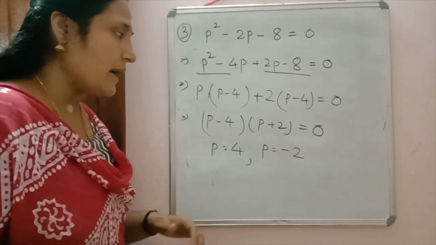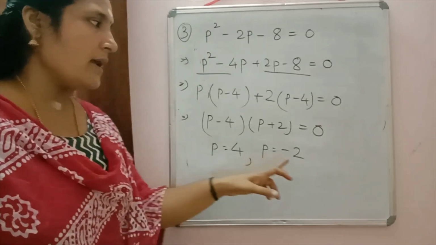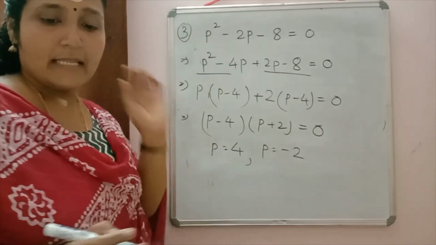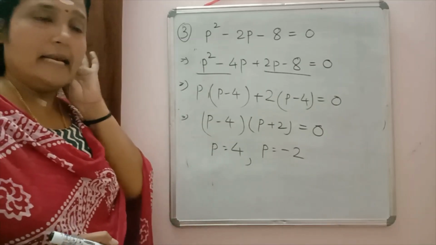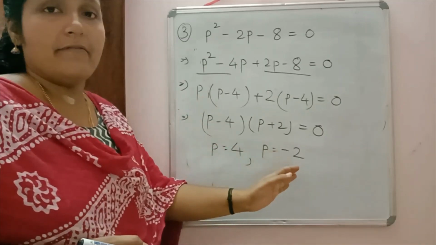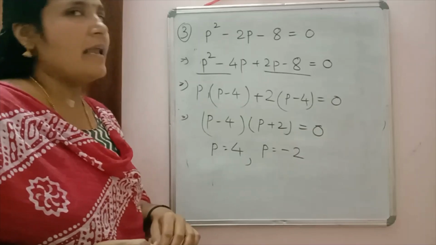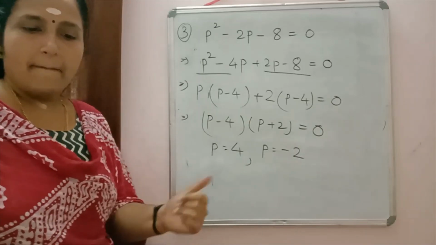So we are getting two values for p. One is 4 and the second is minus 2. In this case, p is the coordinate. It doesn't mean that a coordinate can never be negative. So both the values are possible for p.